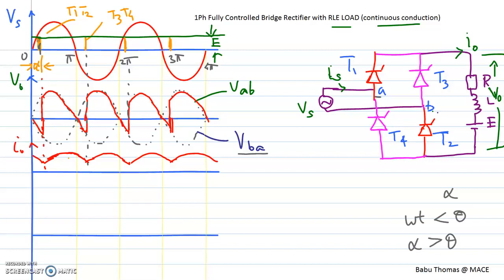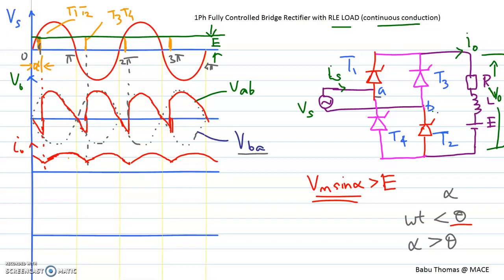The only thing which we need to take care is your Vm sin alpha. So here I have mentioned one angle theta. So that Vm sin alpha is the value of your source voltage Vs at that angle theta. So that Vm sin alpha should be greater than your E in order to get your thyristor forward biased into the conduction mode. So that is just representing your feature over here.